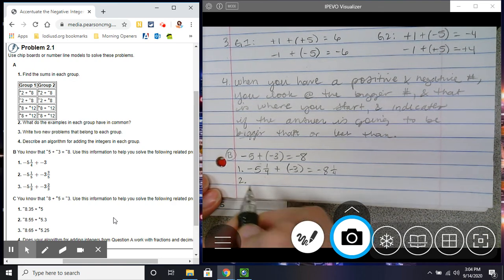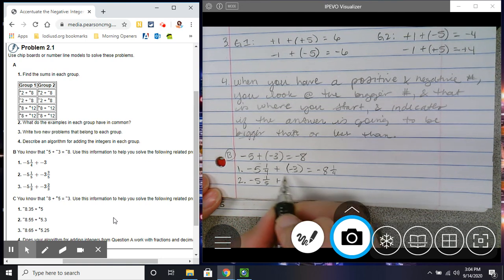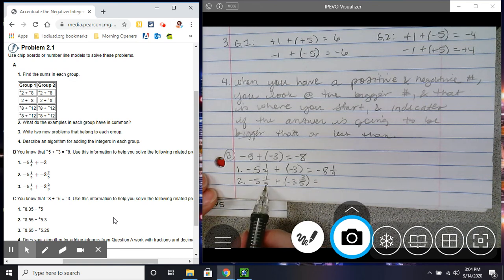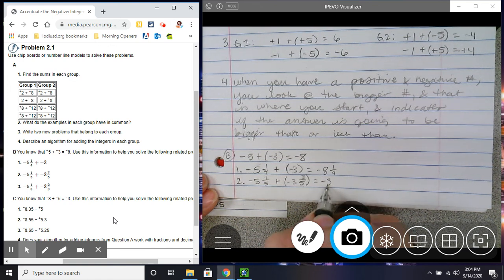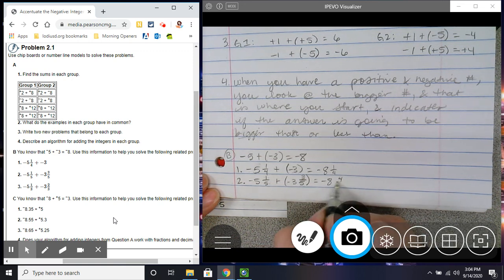Number 2 is negative 5 1/5 plus negative 3 3/5. This is fortunate because these two have the same denominator, which makes them very easy to combine. So we already know that negative 5 plus negative 3 is negative 8. And then if I have 1 of 5 pieces and 3 of 5 pieces here, altogether I have 4 of 5 pieces.